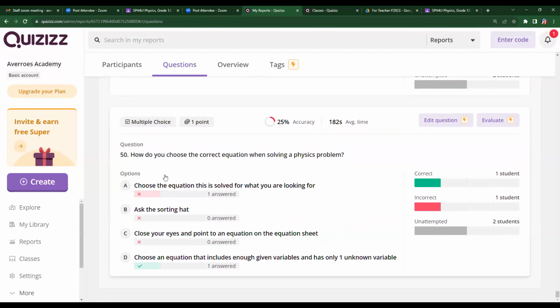How do you choose the correct equation when solving a physics problem? So choose equation that includes enough given variables and has one unknown variable. Okay, so whenever we solve physics problem, we decide which concept is there, which formula could be useful, and then out of those, it should be one unknown, and we rearrange for that unknown.